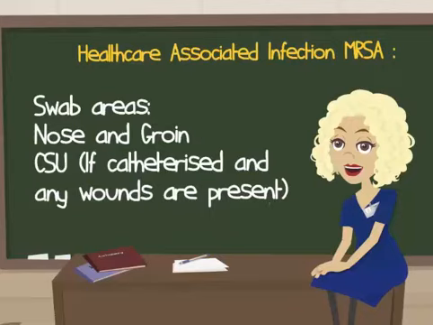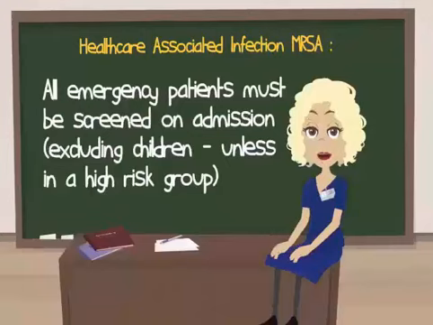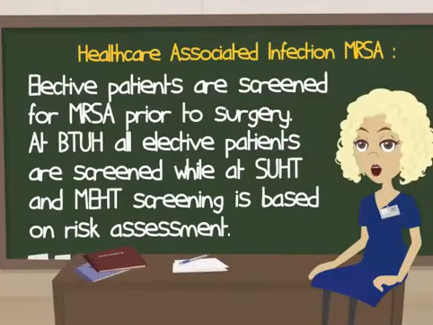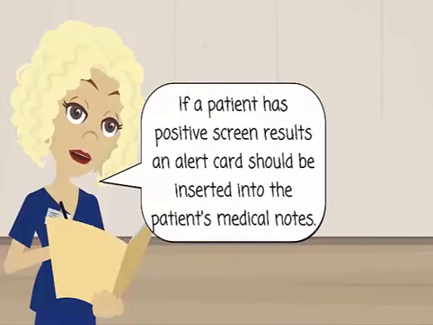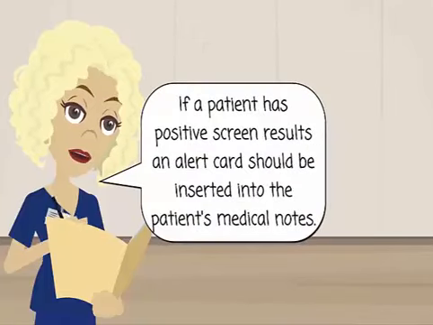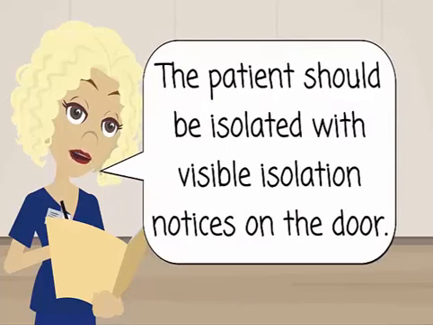Our screening swabs take place in the nose, throat, groin or CSU if the patient's catheterised. All emergency patients must be screened on admission. This excludes children unless they're in a high-risk group. All elective patients are screened for MRSA prior to surgery. At Basildon, all elective patients are screened, while at Southend and Mid-Essex, screenings are based on risk assessment. If a patient has a positive screen result, then an alert will be applied to the patient's medical notes. In this situation, the patient should be isolated with visible isolation notices on the door.